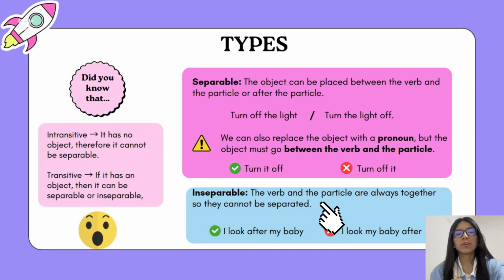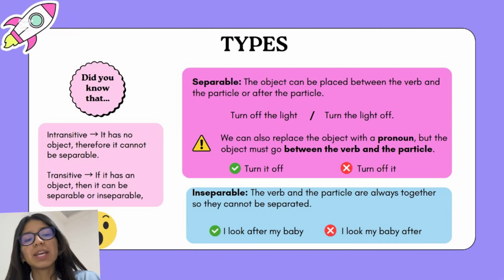Now, inseparable phrasal verbs. The verb and the particle are always together. They cannot be separated. Let's see the example. I look after my baby. As you can see, look, the verb, and after, the particle, are always together. You can never say I look my baby after.